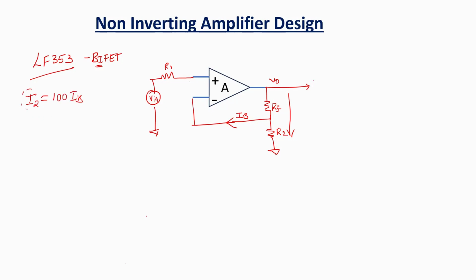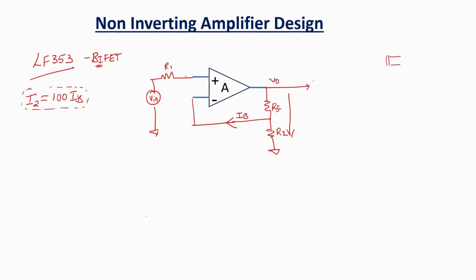If you go with this particular method, then you will end up with very high values of RF and R2. These high values of the biasing resistance can cause charge accumulation at the MOSFET inputs.